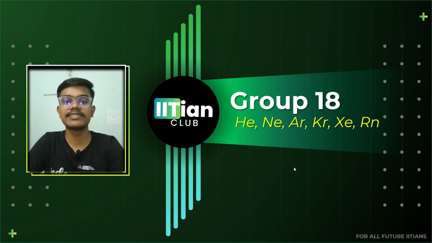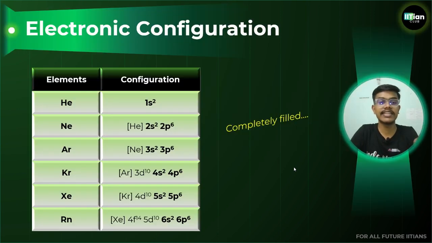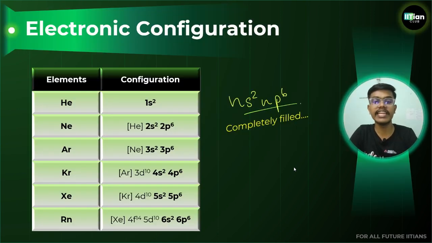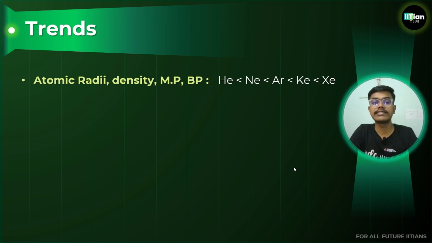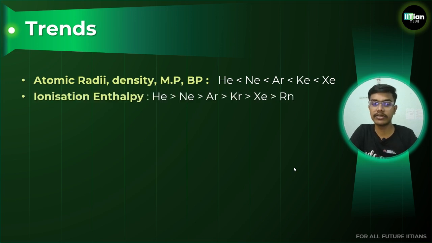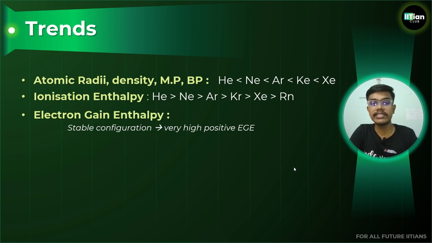Helium, neon, argon, krypton, xenon, radon. These are the noble gases and the electronic configuration is completely filled ns2 np6. It has 8 electrons filled and it completes its octet. Speaking about the trends, atomic radii, density, melting point and boiling point increase down the group and ionization enthalpy decreases down the group. It follows the regular trend. And you can see that the electron gain enthalpy of these is very, very high because it is a very stable configuration. When you want to add an electron, you have to supply a lot of energy to make it accept an electron. Hence, the electron gain enthalpy is very high for these noble gases.